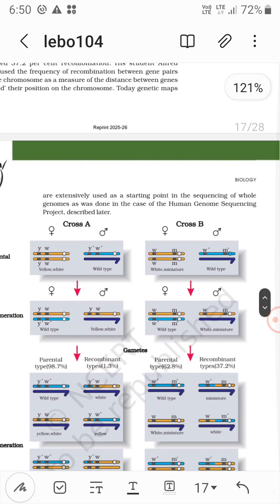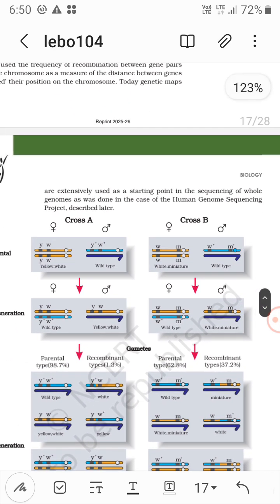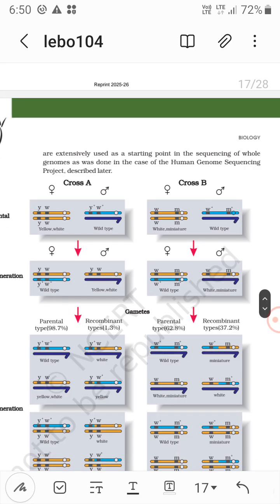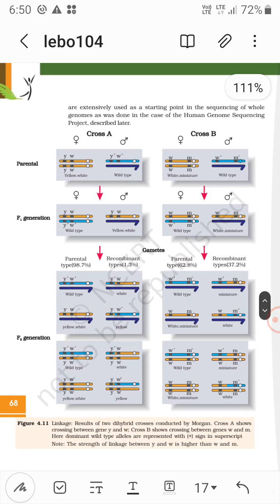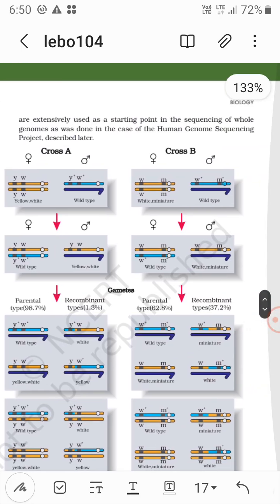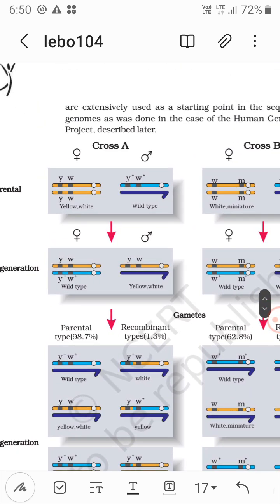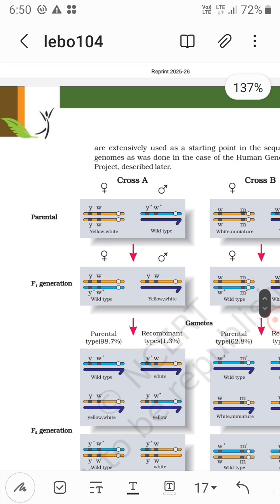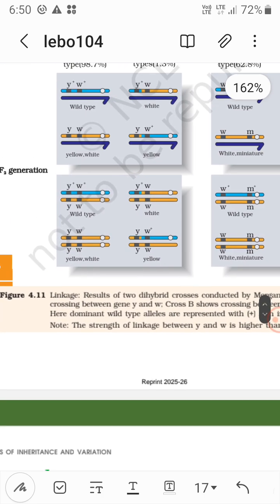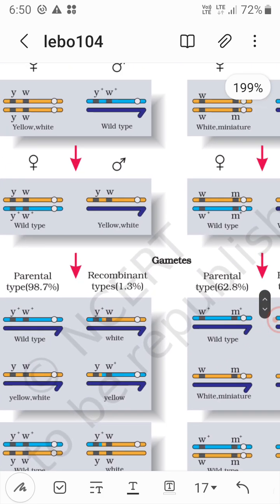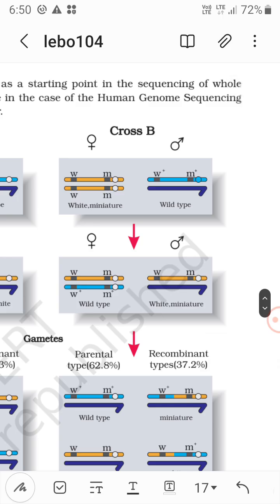So today genetic maps are extensively used as a starting point in the sequencing of whole genomes, as was done in the case of the human genome sequencing project described later. So this one is cross A, cross B. As you can see, this is yellow and white. So we see the recombination between white and yellow is like 1.3%, as you can see in the diagram, right? And the cross is like white and miniature.